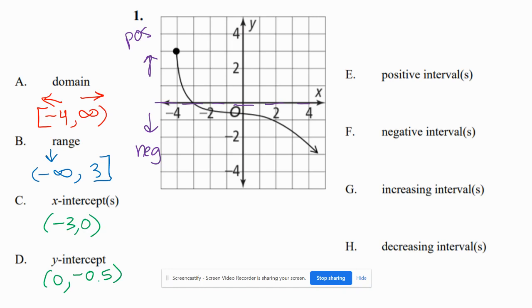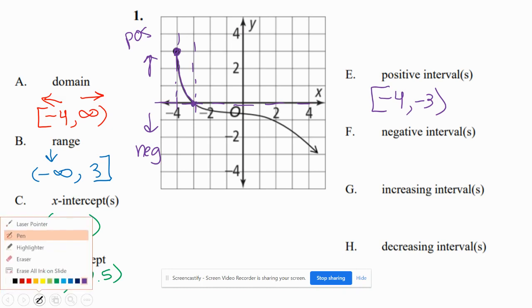All right, so for positive interval, I specifically want this piece of the graph, which again starts at -4. And because of the closed dot, we're going to go ahead and put it in a bracket, and it stops at the x value -3. Parentheses, because again, at this point right here, the y is 0. 0 is neither positive nor is it negative.